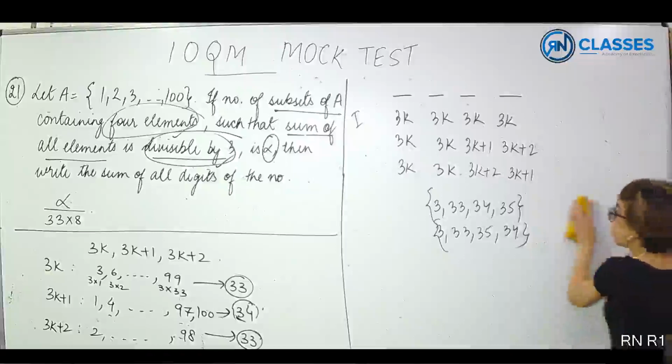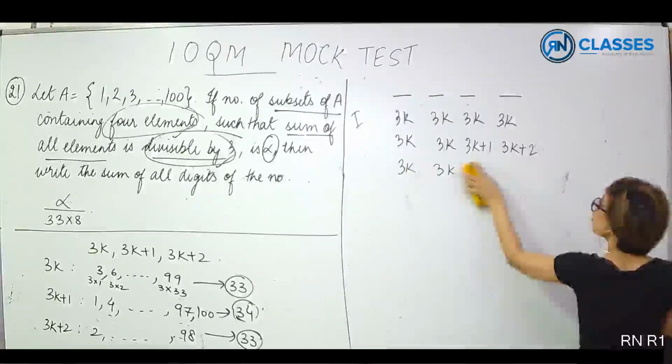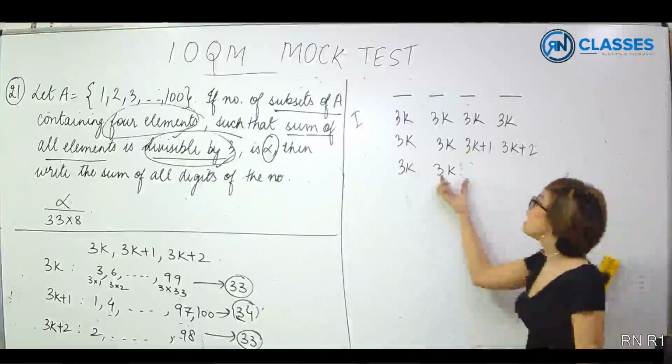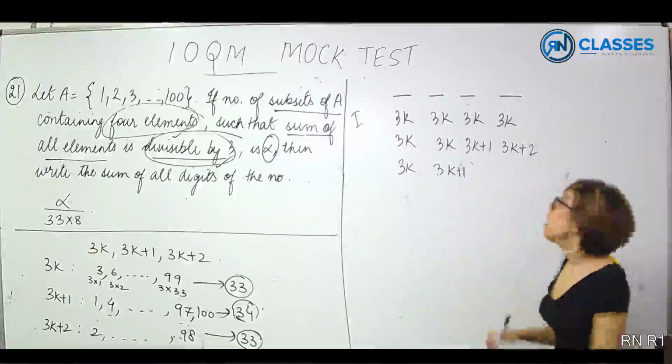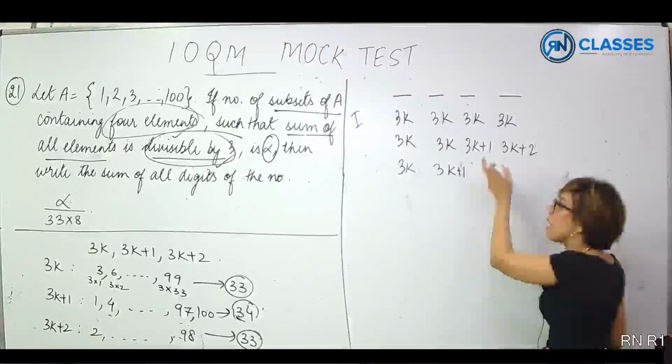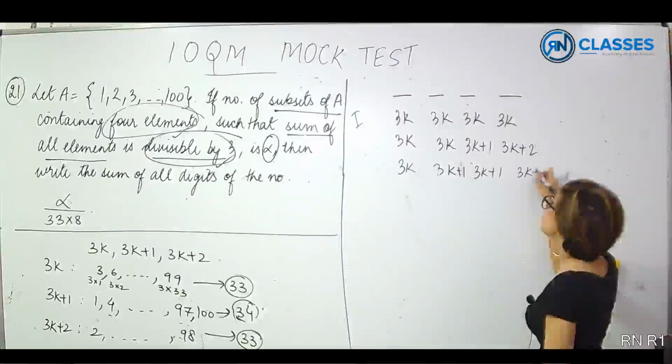So I will not be writing it. So this is done. Right? So that means I have exhausted all the cases when I have 3k over here. So let me have 3k plus 1 over. Now, next one, obviously I will not put 3k, I can put 3k plus 1. Then I have to put 3k plus 1.